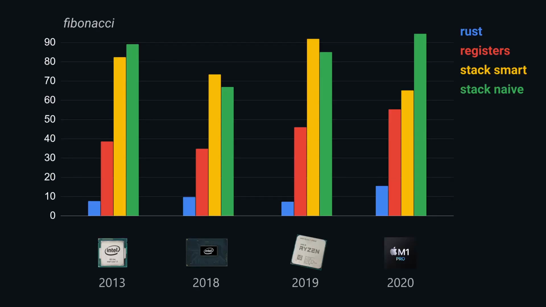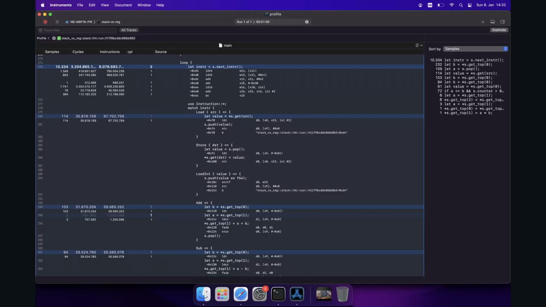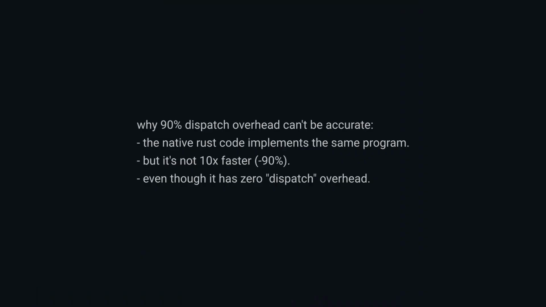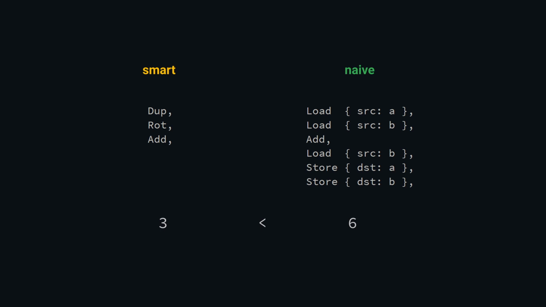But remember, it was actually worse on the old Intel CPU and a lot worse on the modern M1 Pro. On the Mac, this seems to be caused by significantly higher per instruction overhead. According to the Instruments profiler, 90% of the time is spent up here in the dispatch code. While this number can't exactly be accurate, it is definitely an indicator for what's going on. The number of instructions matters much more than on the new x86 chips.